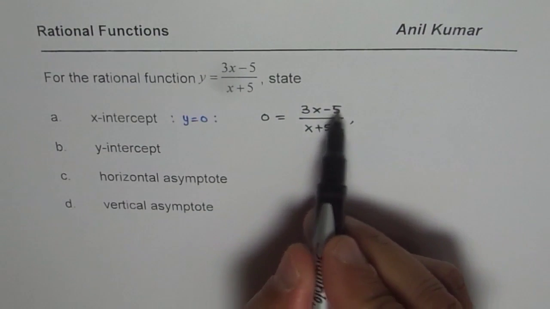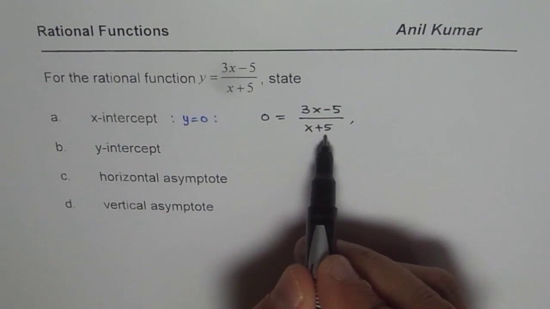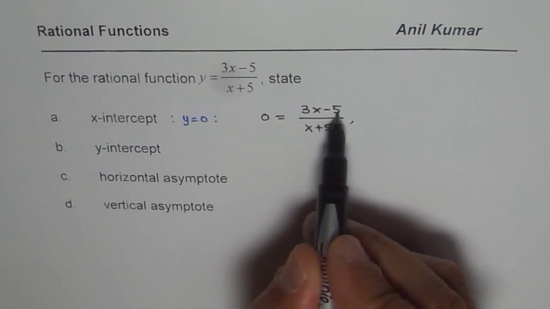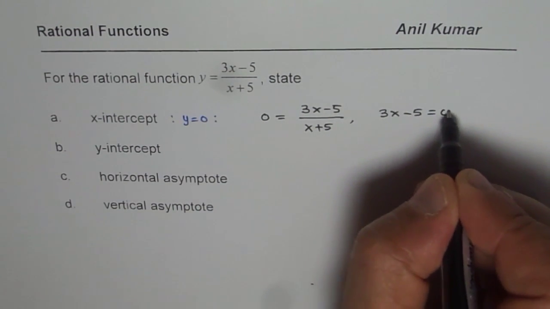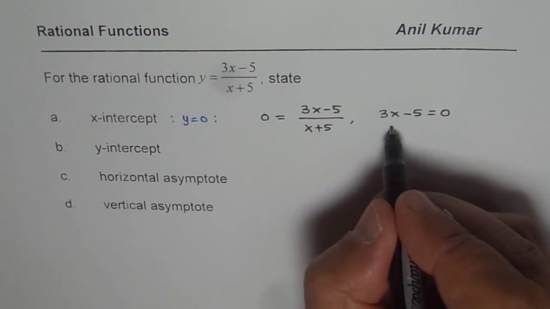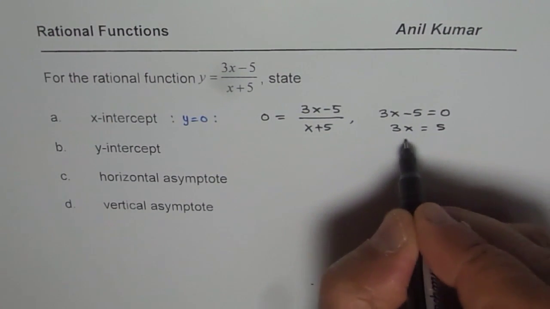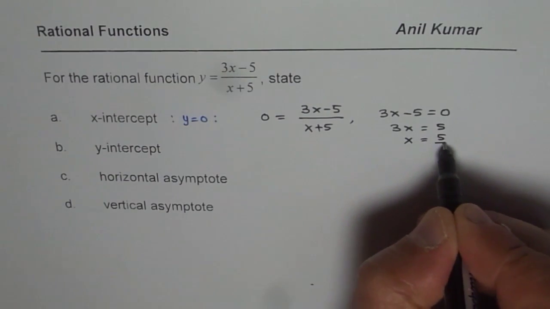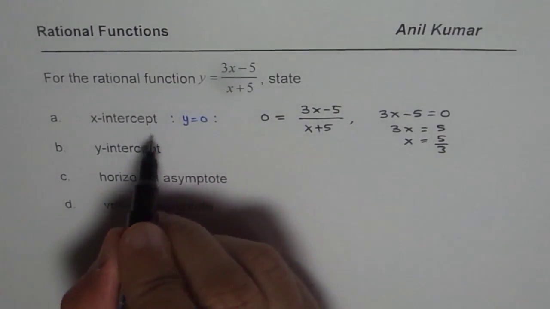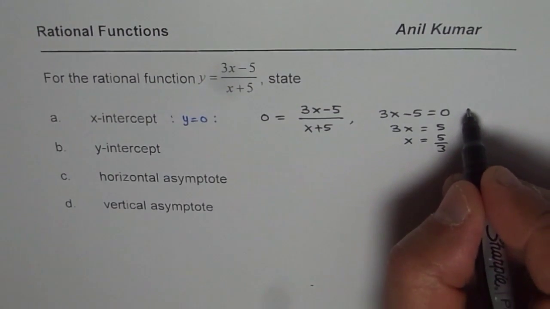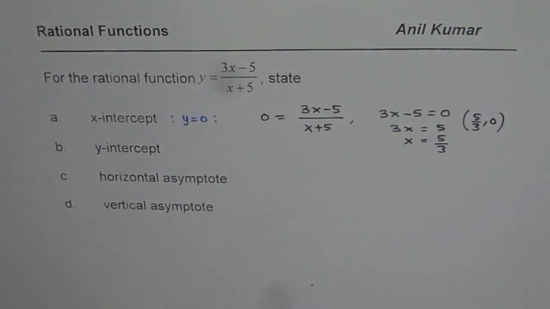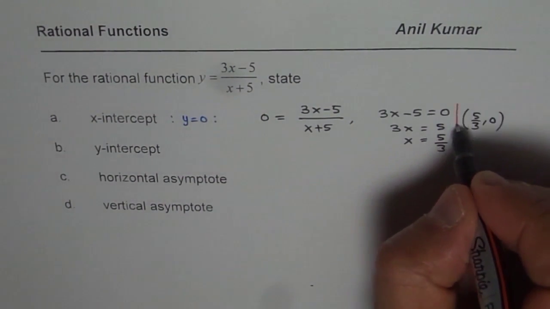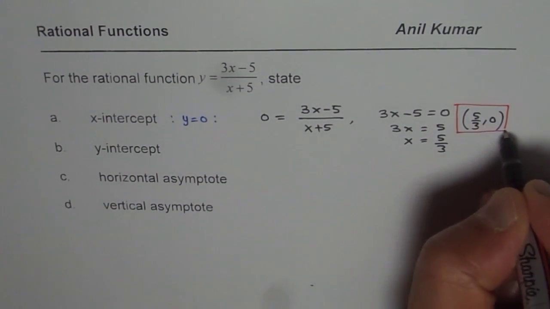Now, the rational function 3x minus 5 over x plus 5 can be 0 only if the numerator is 0. Therefore, we equate 3x minus 5 to 0 to find the value. If you solve, you get 3x equals 5, or x equals 5 over 3. Therefore, we can say that the x-intercept is at 5 over 3 and the y value is 0. So that becomes our answer: x-intercept is (5/3, 0).